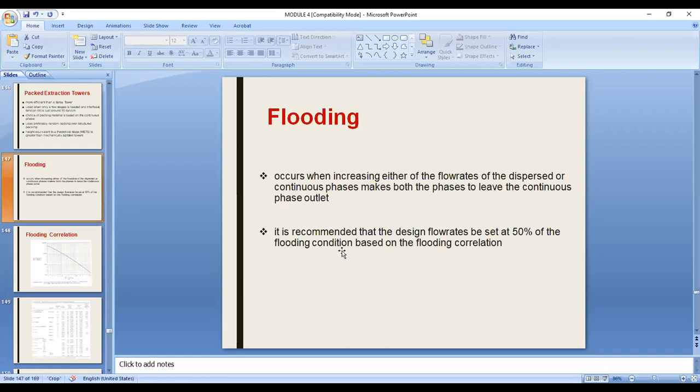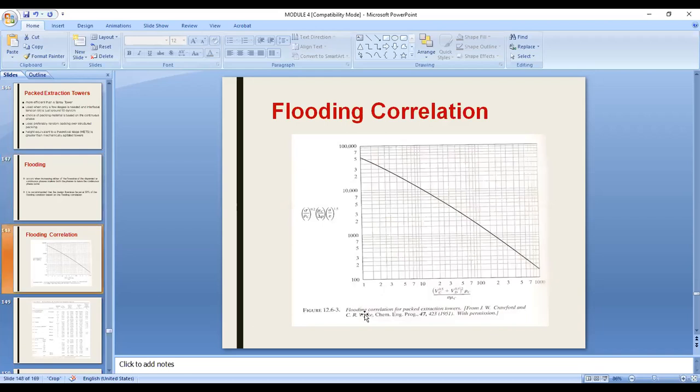So where do we get this particular flooding velocity? It's taken from this chart, the flooding correlation chart. You can also see this in your handbook. It has an equivalent in the handbook, a flooding correlation for packed towers. Now, the thing that you need to determine in here would be the VC and the VD.